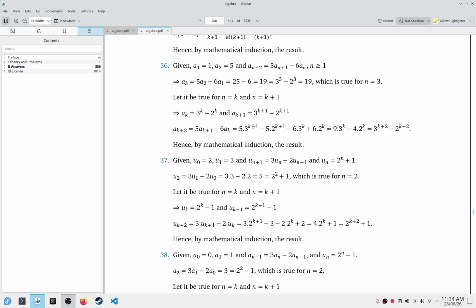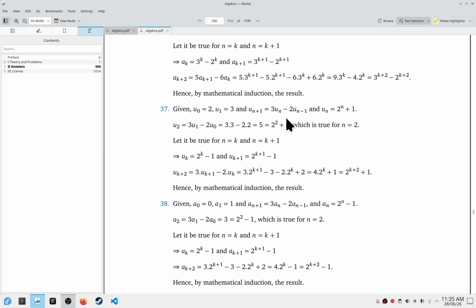So what we have done is you take 3 out of here, so it becomes 15 times 3 to the power k. 15 minus 6 is 9, and this becomes 10 times 2 to the power k, and plus 6 here, so minus 4, and that's how we have the result.